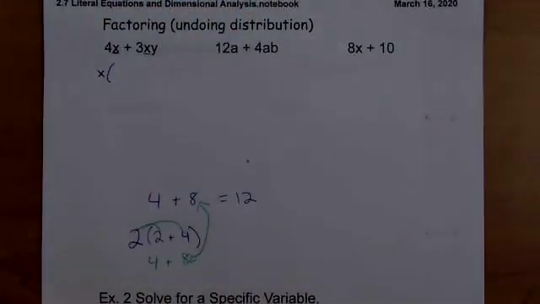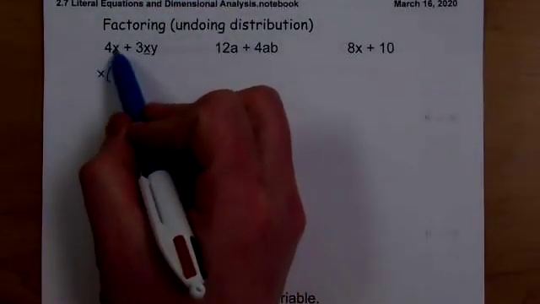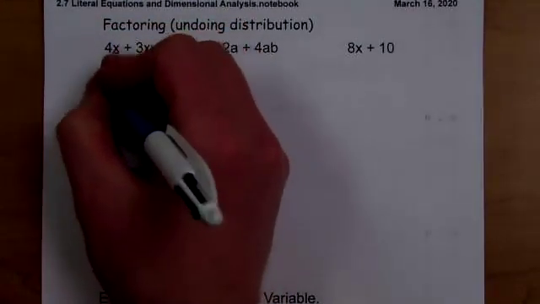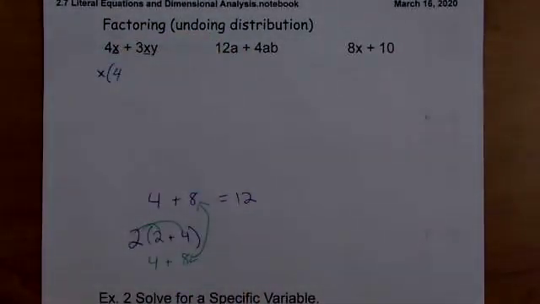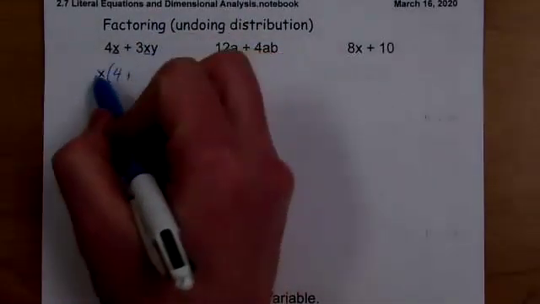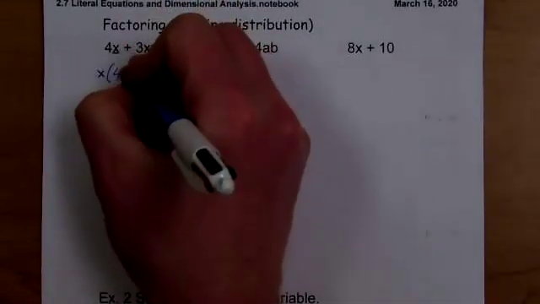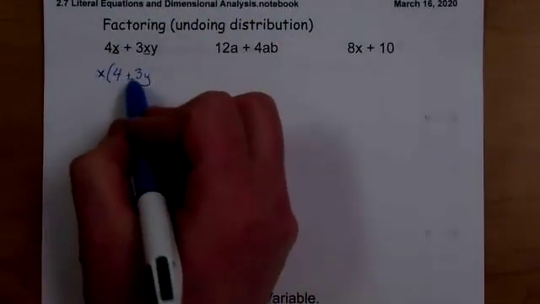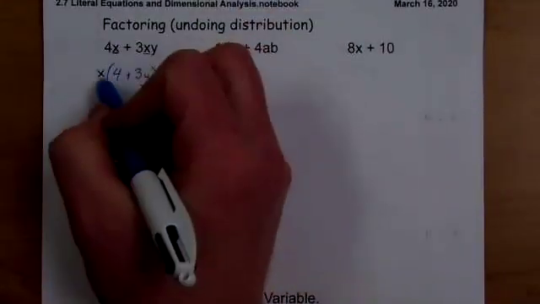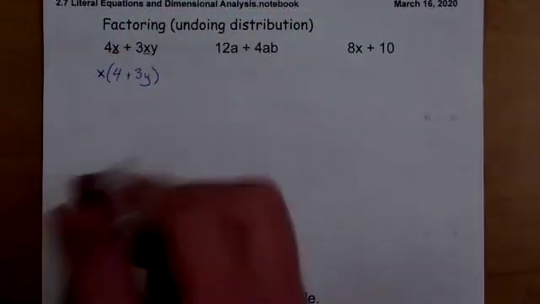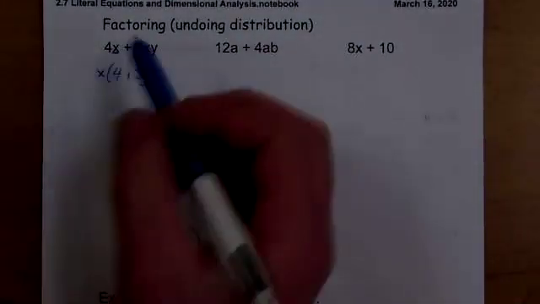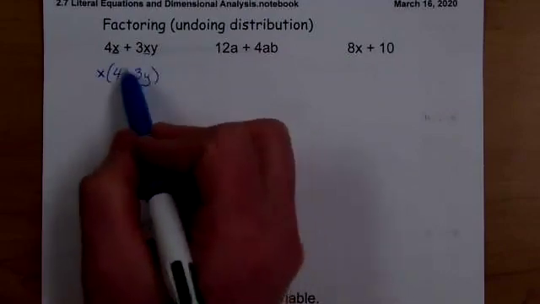We'll draw our parentheses. So what times x will give me 4x? Well, that would be 4, because as you can see, I took the x out. X times 4 will give me 4x. Plus, I'm going to bring down the same sign. I took the x out. What's left over? 3y. Because 4 plus 3y, if I distributed this x through, I'd get 4x plus 3xy. That's what I'm doing here. I'm factoring, right? I'm undoing distribution.